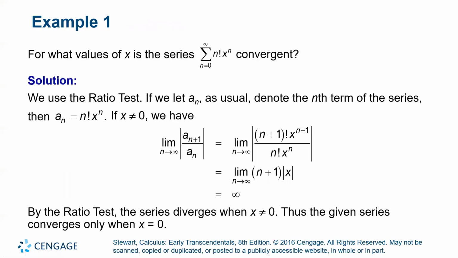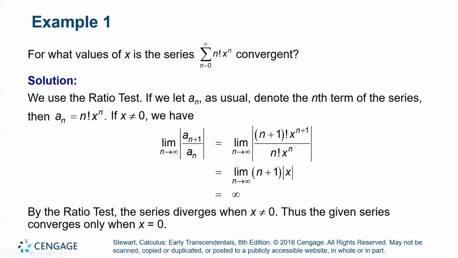Okay, let's look at an example. For what values of x is this series convergent? Our series is n factorial times x to the n. Remember that n factorial means n times every integer below it. So 4 factorial is 4 times 3 times 2 times 1. And whenever we see factorials, it's easiest to use the ratio test to test for convergence because most of the factorials will typically cancel each other out.